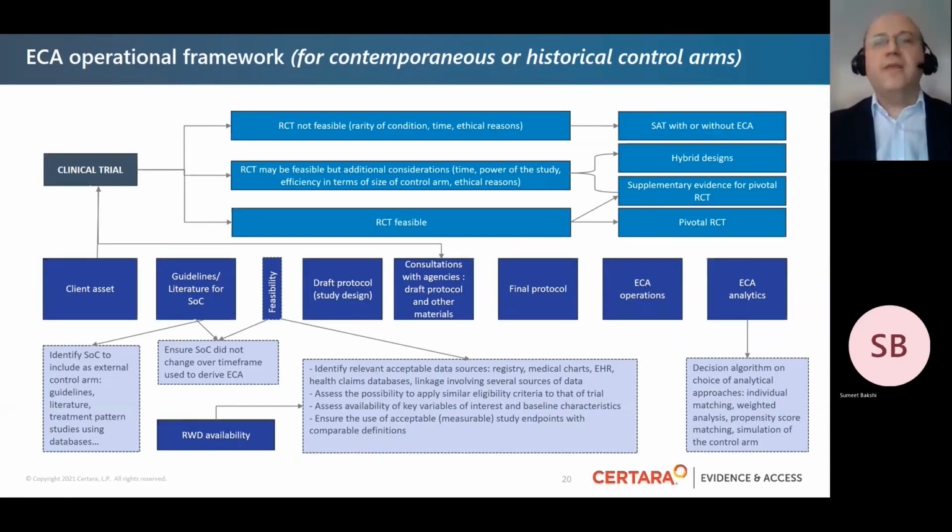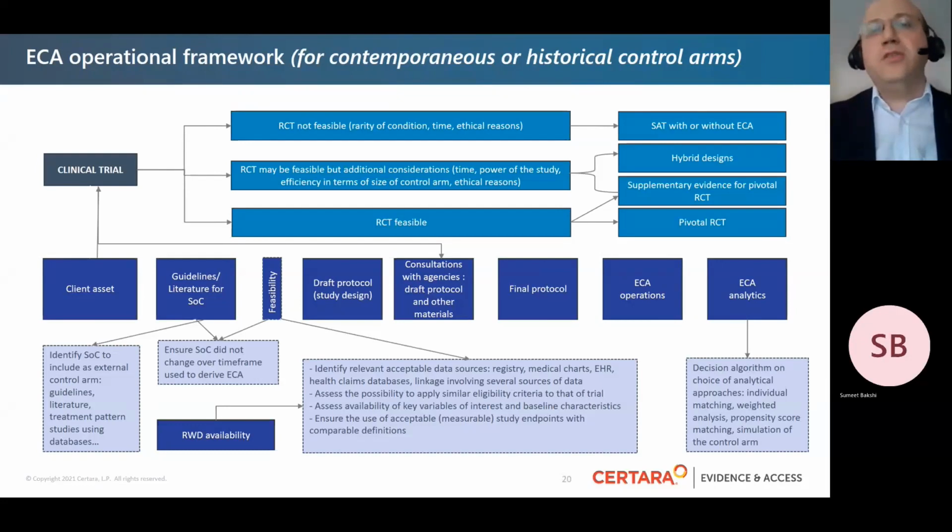For example, is an RCT feasible? If yes, is a pivotal RCT enough, or perhaps there could be some supplementary requirements needed, or maybe an RCT may still be feasible, but you could anticipate some problems in recruitment of control arms. In this case, perhaps you may also consider a hybrid approach, for example, a combination of traditional control arm and external control arm, which will reduce the sample size needed for the control arm, increase efficiency of the trial, and at the same time keep the power of the study up.